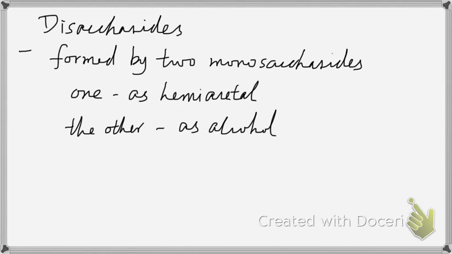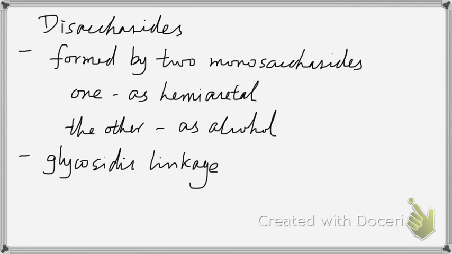One of the monosaccharide units will serve as the hemiacetal, and the other one will serve as an alcohol to form an acetal linkage. We call this linkage a glycosidic linkage. Glycosidic linkage is used in carbohydrate chemistry to refer to the bond that links two monosaccharide units together.